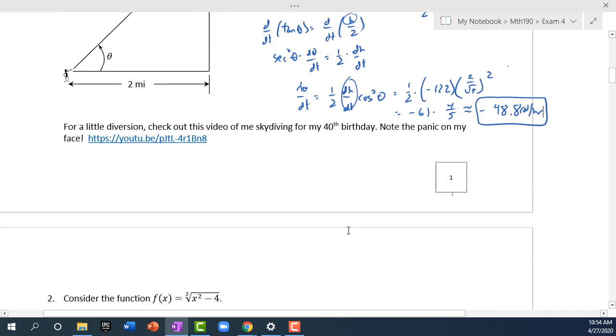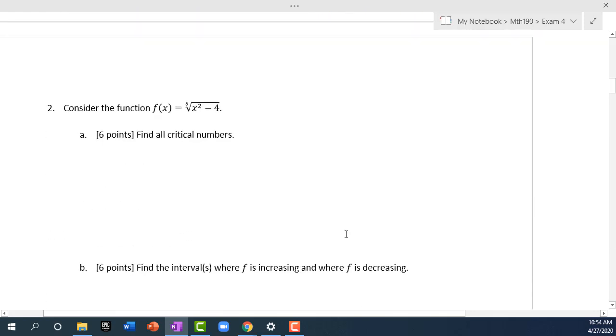All right, number 2, consider the function. We're going to find all critical numbers. So we need to find f prime of x and see where it is 0 and where it is undefined. I like to rewrite it as a power, so we'll use the chain rule: 1/3 times x squared minus 4 to the negative 2/3, then times 2x. So that gives us 2x over 3 times x squared minus 4 to the 2/3.